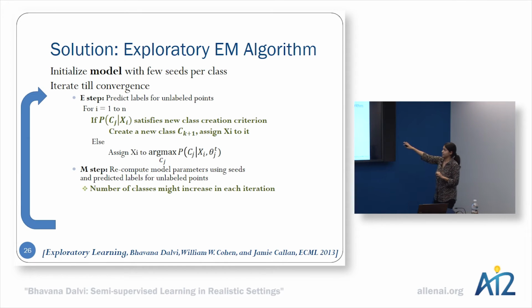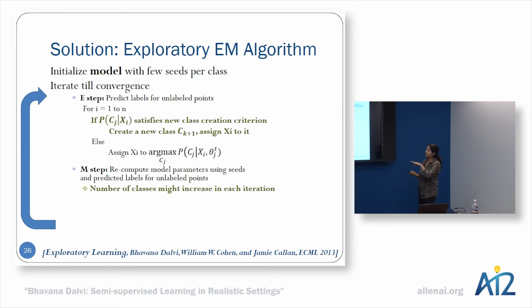Say we have this criteria, then we can create a new class for the data point xi for which this criteria is satisfied. If it creates a new class, then the parameters for that class are initialized with this data point, and this is done sequentially. So for the ith data point, if class k plus 1 is created, then for the i plus 1 data point, this class is one of the available classes. It can join it. In the M step, the difference is that the number of classes might have increased because of the addition of classes, so it will relearn the parameters for all available classes.